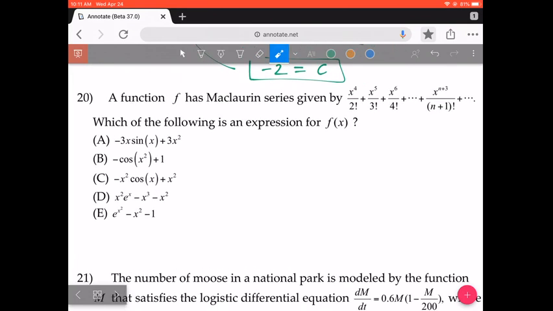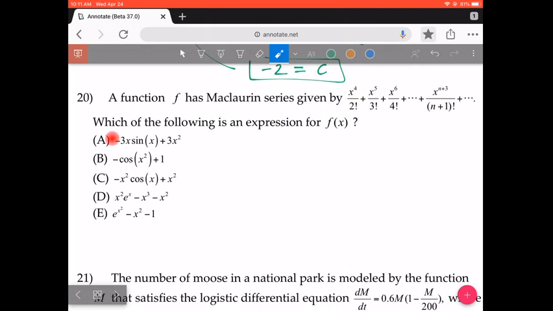Number 20 is Maclaurin series. Okay, when you have this series of terms here, we need to figure out what is the original function for this Maclaurin series. And so, just by looking at the pattern of points here, I can already see that my exponents are increasing by 1: 4, 5, 6.